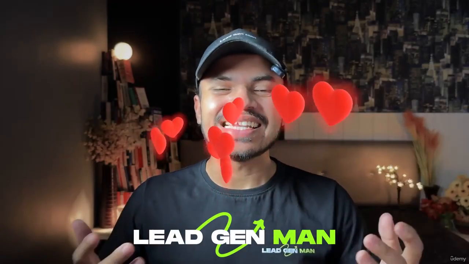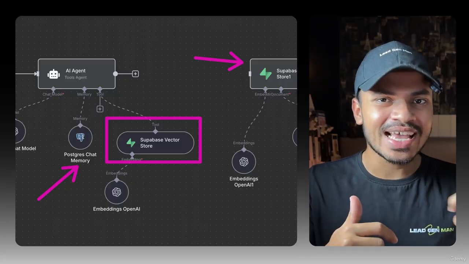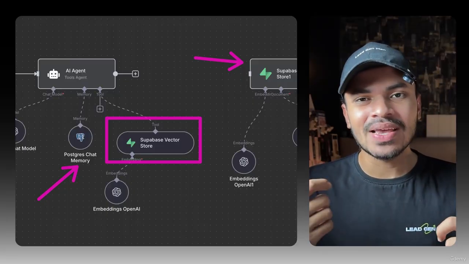What's up everybody, it's Lead Gen Man here, and in this lecture I'm going to show you really quickly how you can create RAG agents by using Postgres or PostgreSQL and Supabase vector store so that you have your AI agent with memory up and running instantly.